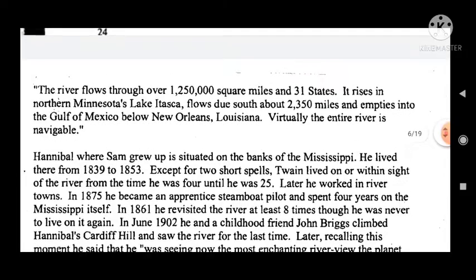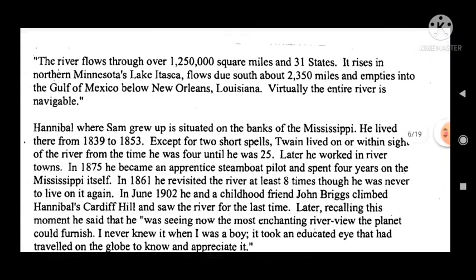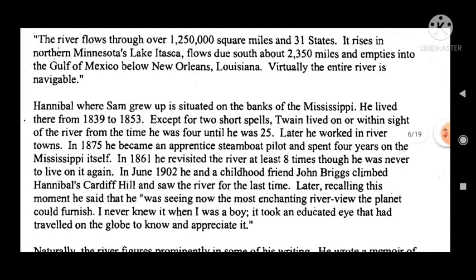So here you can remember the Mississippi River's length. The river flows through over 1,250,000 square miles and 31 states. It rises in northern Minnesota's Lake Itasca, flows due south about 2,350 miles and empties into the Gulf of Mexico below New Orleans, Louisiana. Virtually the entire river is navigable.